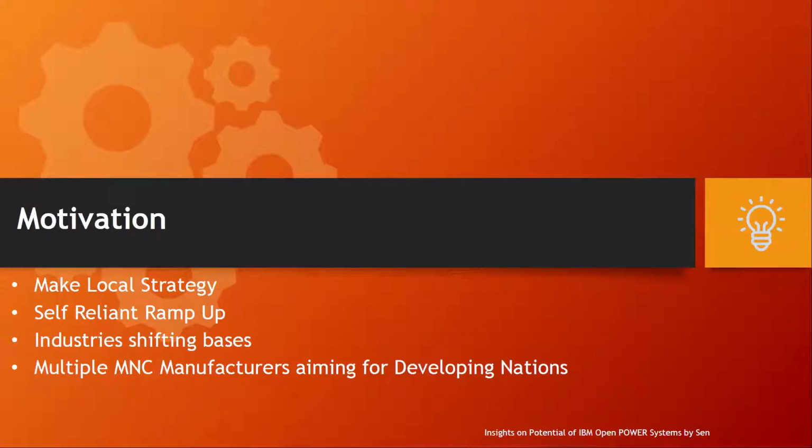And what are the motivations behind this kind of approach? Let's say that most of the economies are trying to become self-reliant, for which they are trying to make a strategy where they could make the manufacturing more local than global. So it's more local now, and the industries are shifting bases from cheap producing countries to countries where they can have more revenues, more profits and also more control. So multiple MNC manufacturers are aiming for developing nations. That's the main goal behind this entire presentation.